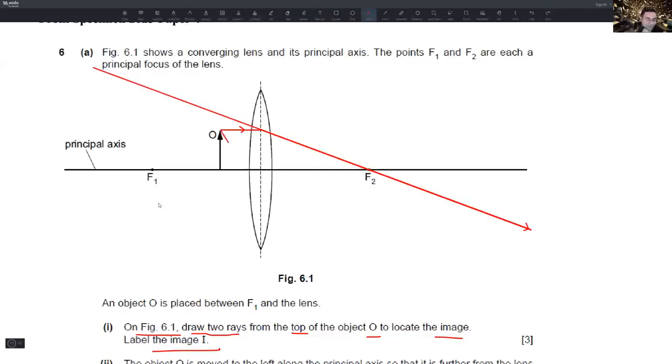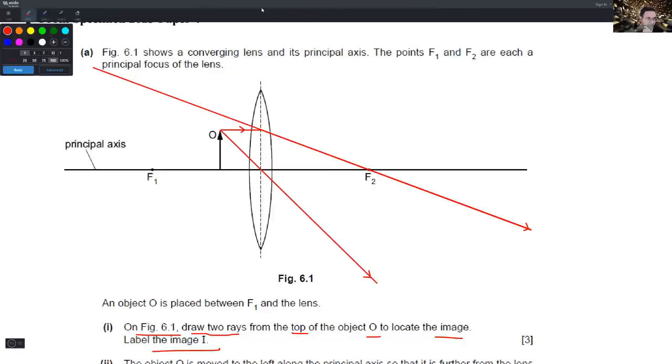Then the second ray that you'll draw will pass through the center of the lens, this point over here. Yes? And I'm going to mark the points I passed through, so you know, in blue. First, this one passed here, then here. Second, this one passed here. That's it.